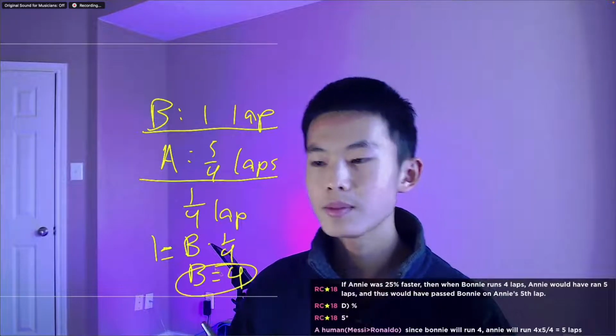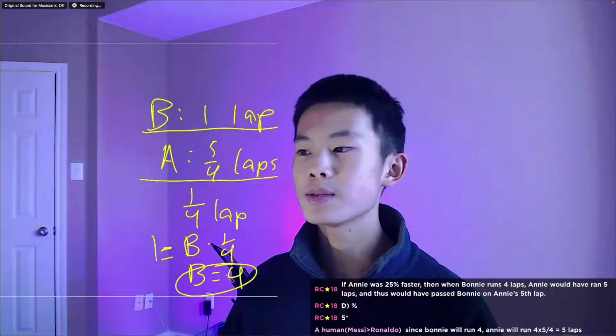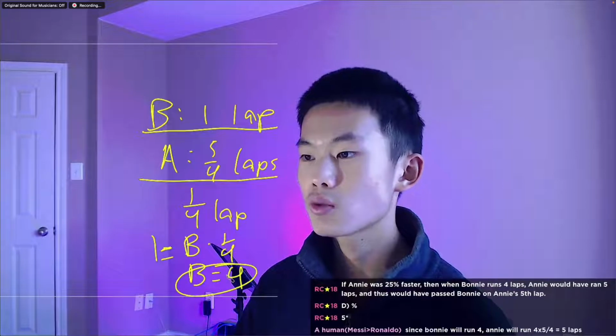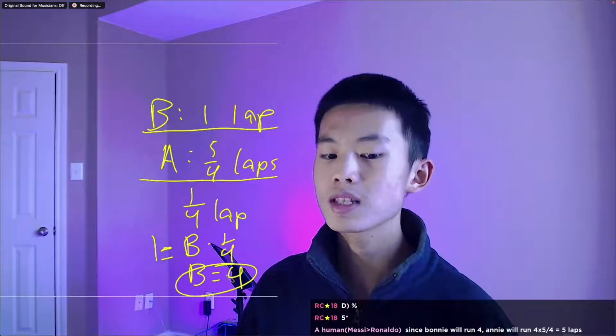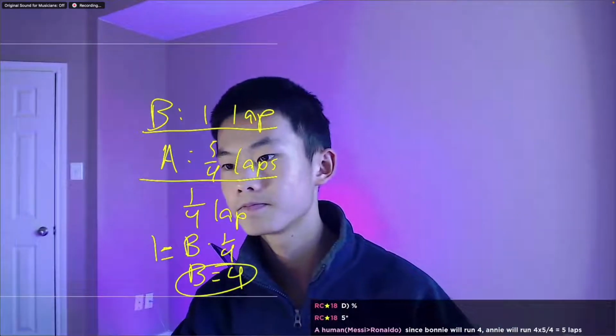We might just be tempted to circle 4, but that's actually the wrong answer because we want to figure out the number of laps Annie has run. When Annie first passes Bonnie, she's run 1 more lap than Bonnie, which means the total answer is going to be 4 plus 1, which gives us 5, the actual answer.